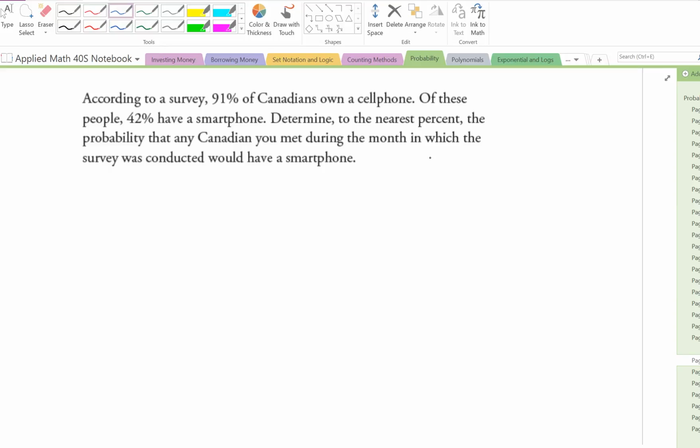So if we look at the initial data, 91% of Canadians own a cell phone. So I'm going to use that to start. Now it looks like only one piece of information, but it's actually 2. So we're going to look at people who own a cell phone and people who don't own a cell phone.